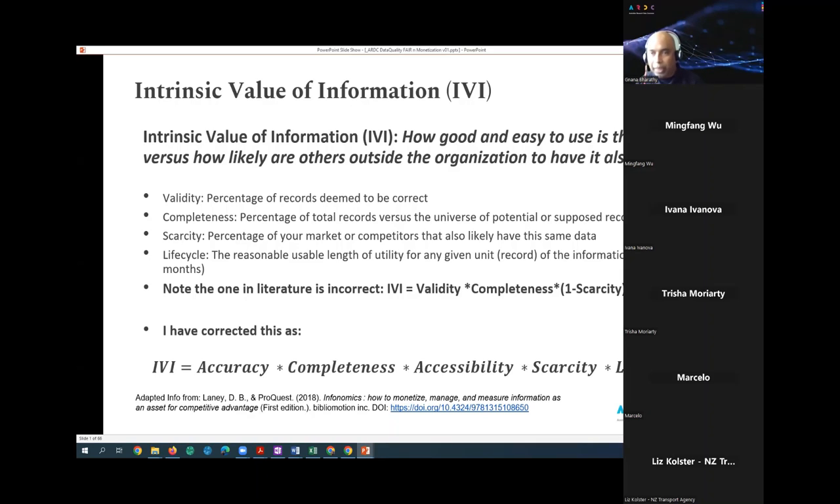But the formula proposed is validity times completeness times one minus scarcity times life cycle. At least I felt it seems to give mixed interpretation. I would say the scarcity would increase a value. So I took the liberty to modify this as accuracy, completeness, accessibility, how easy the data is to access, scarcity, and the life cycle length. These contribute in some way, not necessarily as a product, but proportionally, to the intrinsic value.